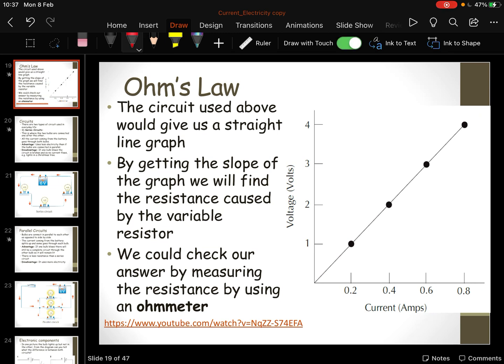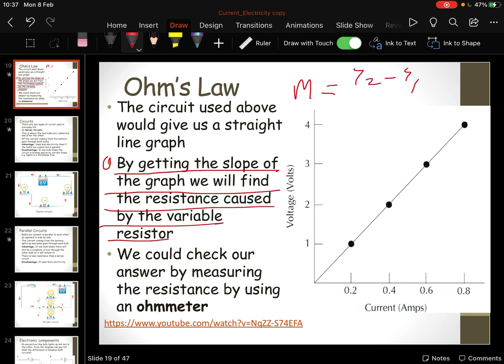Now, under the same heading, take down this bit here. By getting the slope of the graph, you will find the resistance caused by the variable resistor, okay? So that's what you do. You get the slope of the graph. The slope, if you remember, it's in the log tables, y2 minus y1 over x2 minus x1, okay?